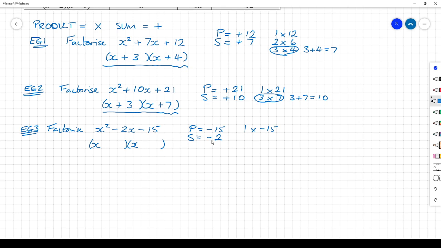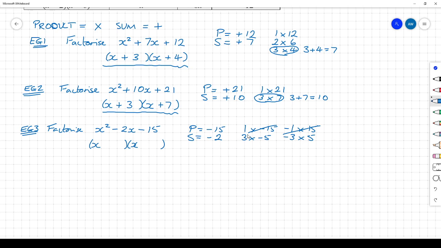So for 15, we've got 1 times minus 15. Does that add up to equal minus 2? No. We've also got minus 1 times 15, so we'll swap the signs. The 1 is negative this time and the 15 is positive. Do those two add up to equal minus 2? No. What's the next factor pair? 2 times something? No. 3 times something. So 3 times minus 5 to get minus 15, or minus 3 times 5. That'll give me minus 15, so I've just swapped the signs around.